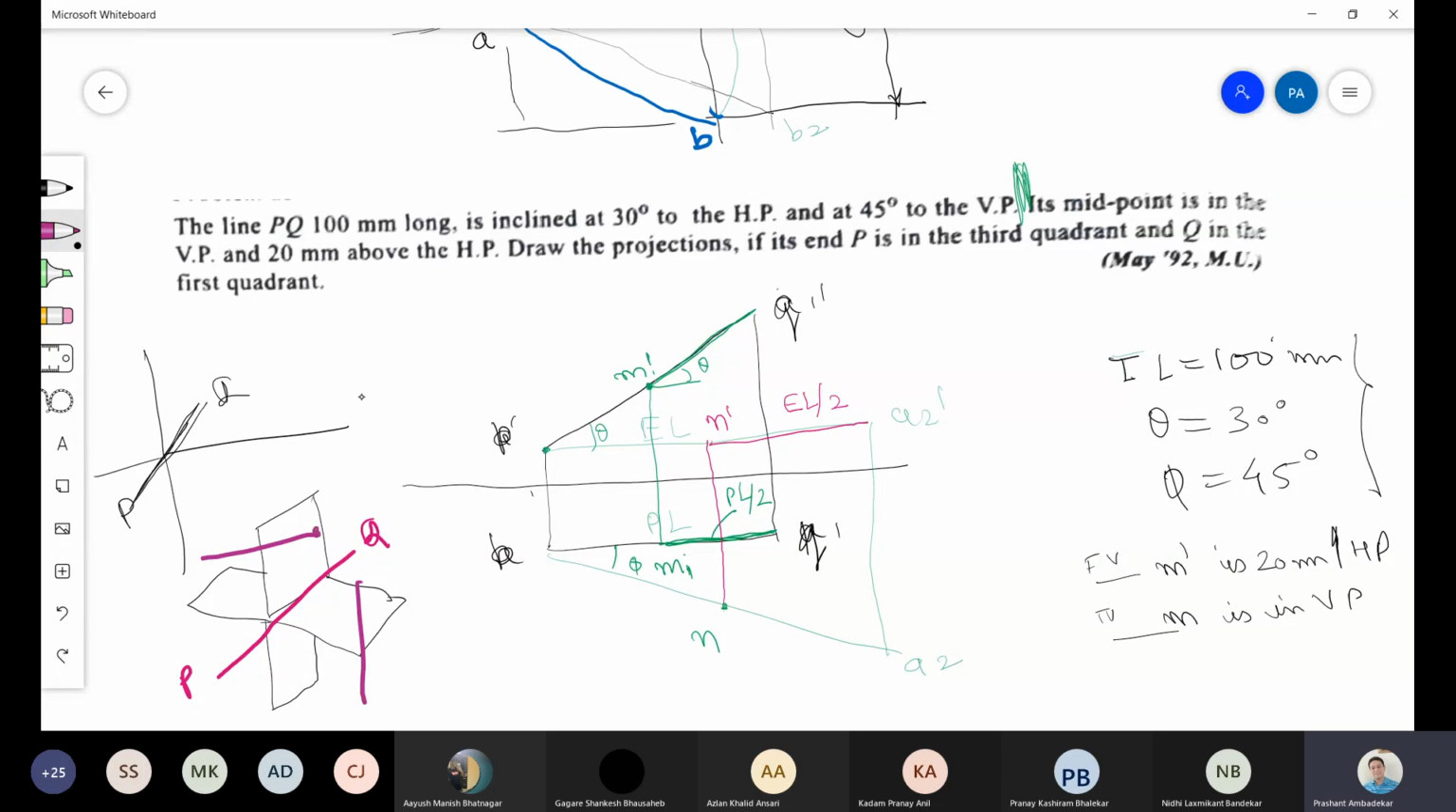We are interested in this point Q dash, P dash, whether it is in the first quadrant, second quadrant, third quadrant, or fourth quadrant. Now what difference does it make? If it is in the first quadrant, then it is above HP, in front of VP. If it is in the third quadrant, then it will be below HP and in front of VP. If the point is in the second quadrant, then it is above HP and behind VP. If the point is in the third quadrant, it is below HP and behind VP. This is what you have to remember. I had explained this in the earlier lecture.